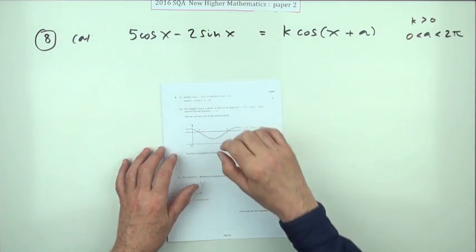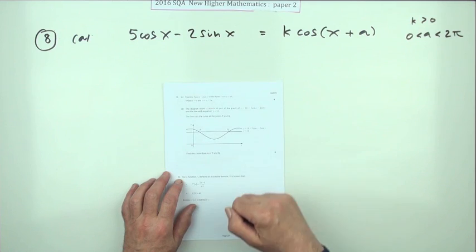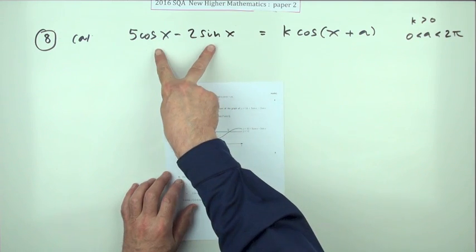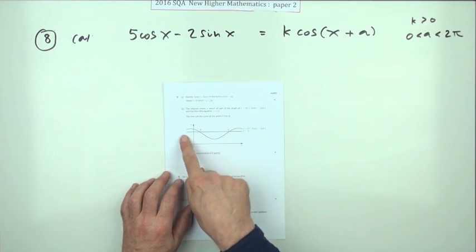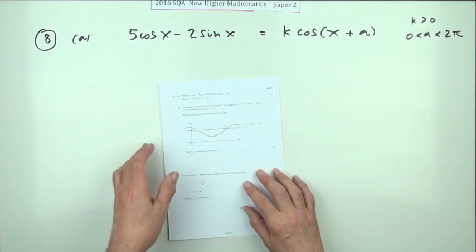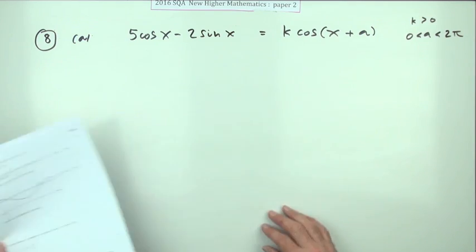Number 8 from paper 2 of the 2016 new hire. Here we go, there's the wave function. Two parts are back again. First part, change these two terms into a single term to facilitate the solution of this equation in part B. Well, the first part for 4 marks is change that into this form.